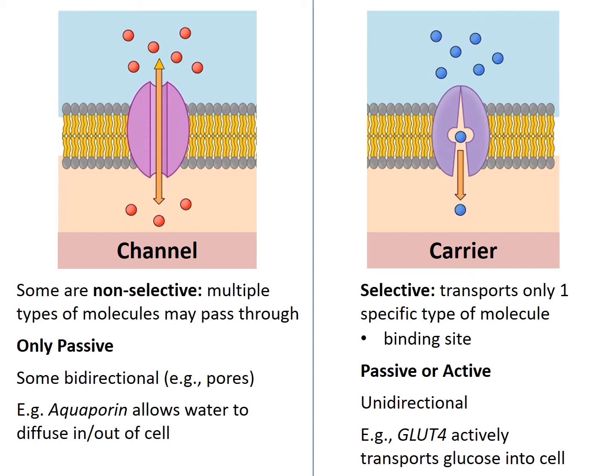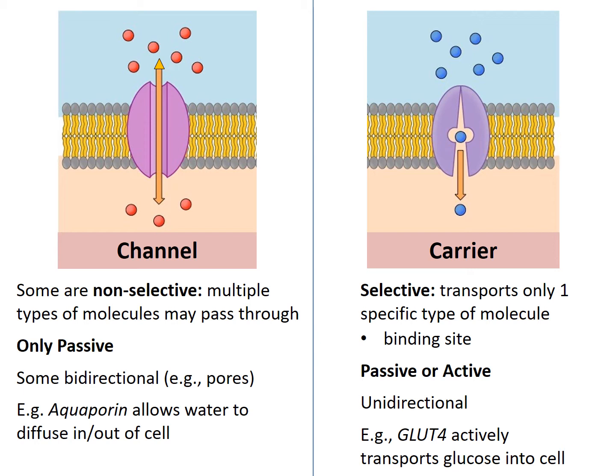Contrast that with carrier proteins, which are selective. Carrier proteins transport only one specific type of molecule, and this is accomplished by having a binding site on this protein itself to which the molecule that is hoping to pass through the hallway is chemically affiliated, and when it's bound, it changes the three-dimensional conformation of the carrier protein itself in a way that releases the molecule to the other side of the membrane.